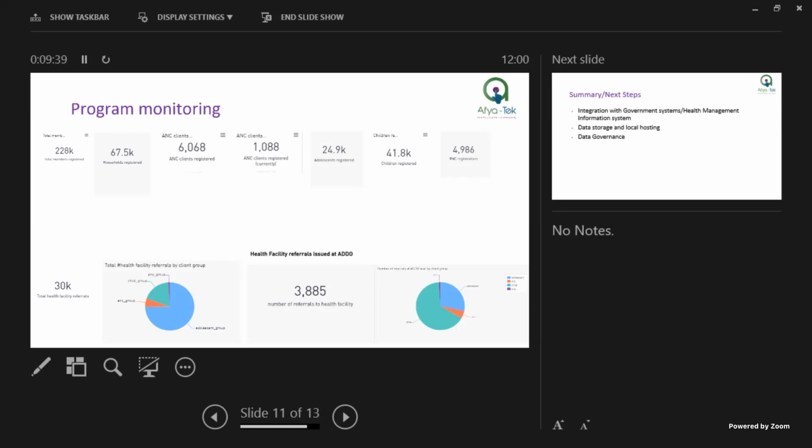And since we started the program, total health facility referrals, I think, are more than 30,000 now. These are facility referrals that have been provided by community health workers, but also those issued at the drug outlet level to the health facilities, where we have, I think, more than 3,500 referrals. And you can see here on this pie chart that for the health facility referrals, we have more adolescents, but for the health facility referrals by drug outlets, we have more children. So the numbers keep changing based on how they see these clients.